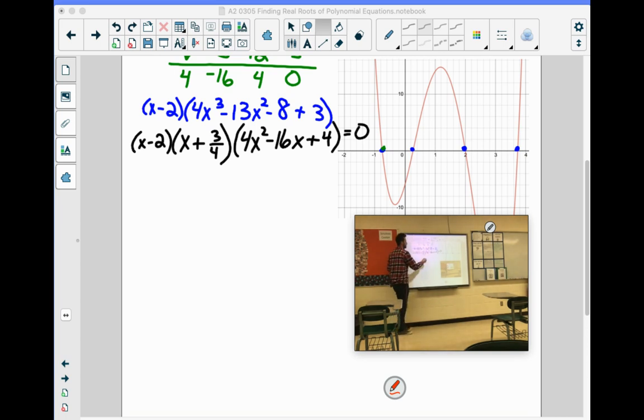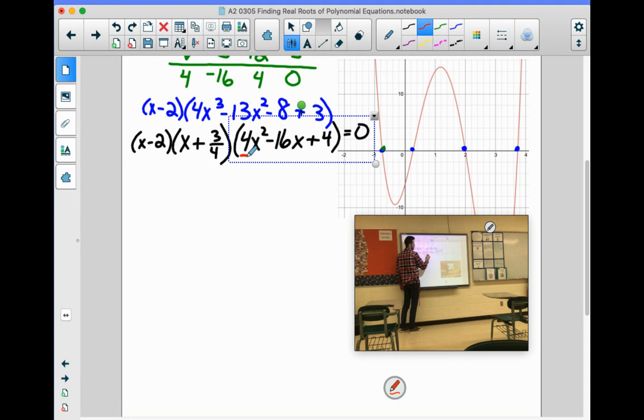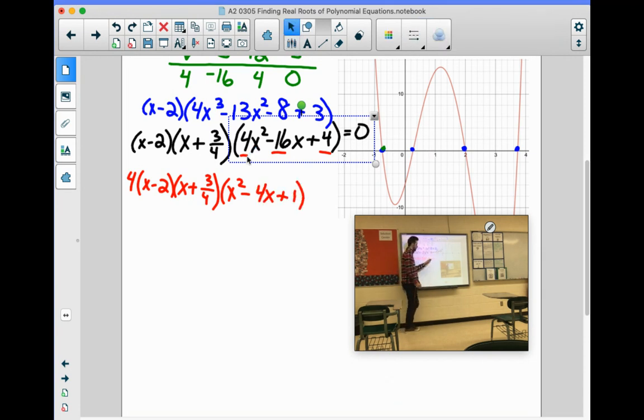So let's say we took that common factor of 4 and we factored it out in front. X minus 2, the x plus 3/4. Now we factored out the 4 from here, so if we divide all those terms by 4, we'd have x squared minus 4x plus 1. Now there are no factors of 1 that add up to -4, so we're actually going to have to do the quadratic formula on this part.